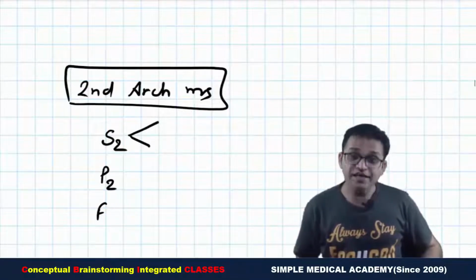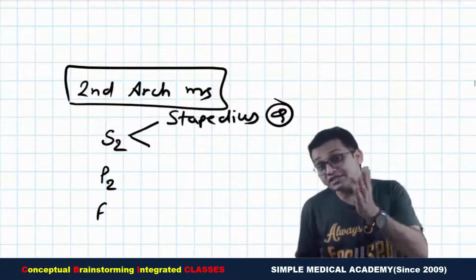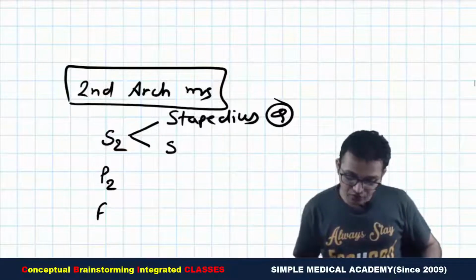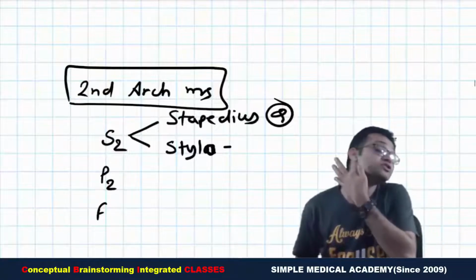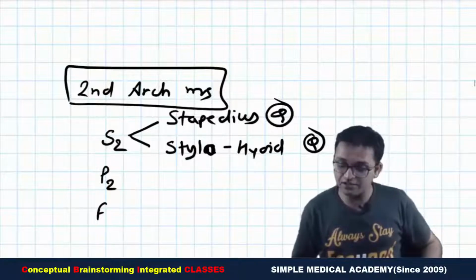Yes, what are the 2 S? S for stapedius. One more MCQ for the stapedius: this stapedius is the smallest skeletal muscle of the body. And one more S is taking origin from the styloid process, that's why stylo, and it is getting insertion from the styloid process to the hyoid bone, that's why stylohyoid muscle.